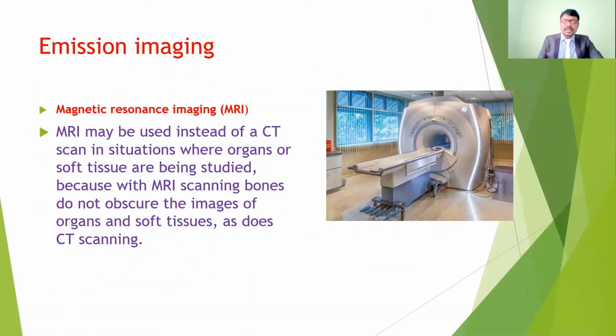The next technology is emission imaging, where magnetic rays are emitted into the body. This is MRI, magnetic resonance imaging. It is used instead of a CT scan in situations where organs or soft tissue are being studied. Sometimes we cannot detect some abnormalities in the CT scan, so we use the MRI scan.